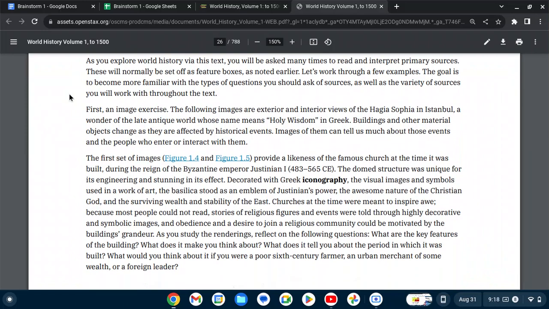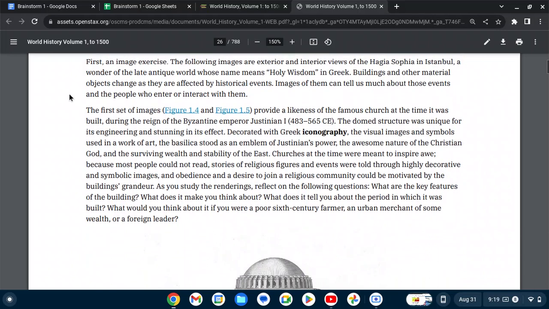As you explore world history via this text, you will be asked many times to read and interpret primary sources. These will normally be set off as feature boxes, as noted earlier. Let's work through a few examples. The goal is to become more familiar with the types of questions you should ask of sources, as well as the variety of sources you will work with throughout the text.